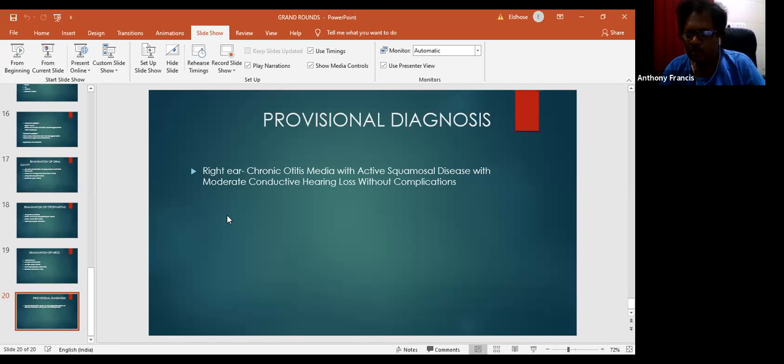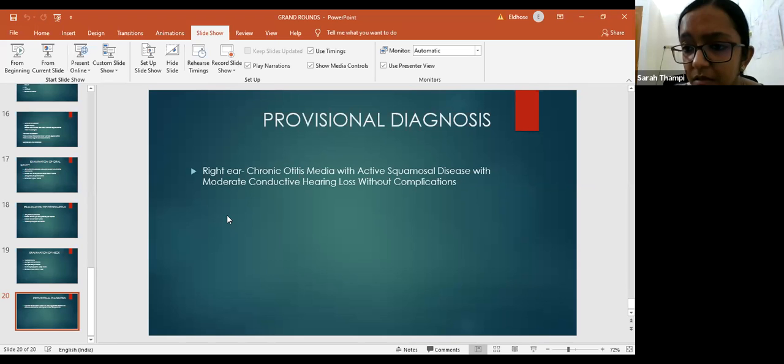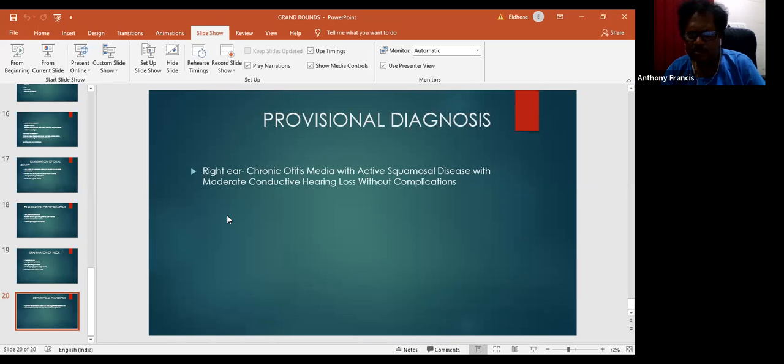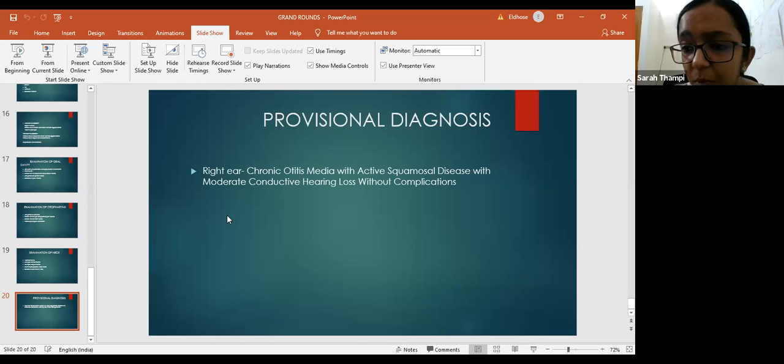So all these conditions produce granulation or a reddish mass in the ear from the external auditory canal. From the middle ear, what are the two common conditions? So reddish mass, sir. Reddish or pinkish mass? Glomus and... two common conditions.